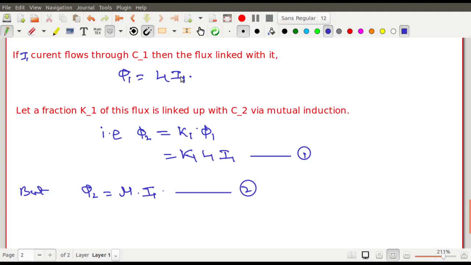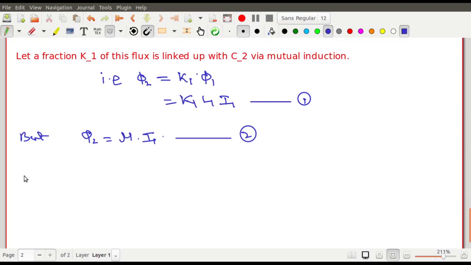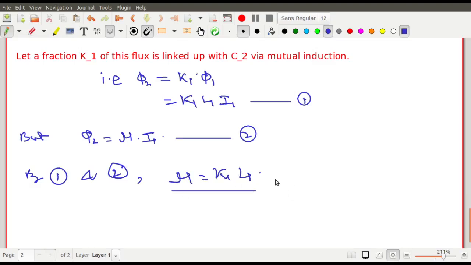Phi is the flux linked to the first coil, and a fraction of phi 1 is associated with the second coil. A fraction of this flux is associated with the second coil, and how much is that? That is written over here. Got it? So if you compare these two, by 1 and 2 you may say that mutual inductance is equal to K1 L1, and this has been deduced when I tried to find the effect of coil 1 on coil 2. The effect of the first coil is on the second coil, right?